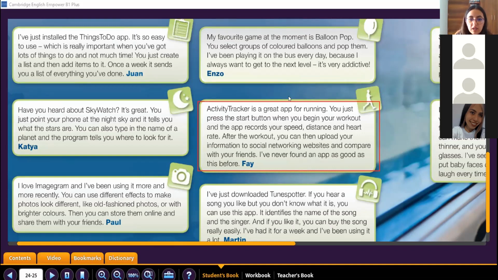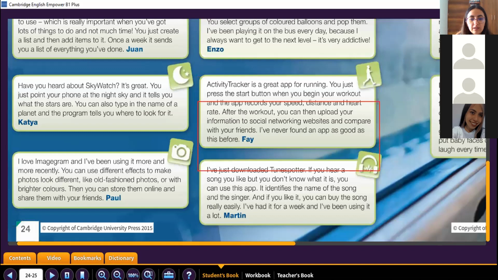Exactly. Thank you. So here we just press the start button and then you begin to work out. Yes, and this records your speed, the distance, heart rate, and so on. Thank you. So let's continue with the next. The next is Martin's review. Is there anybody who wants to help me reading this one?